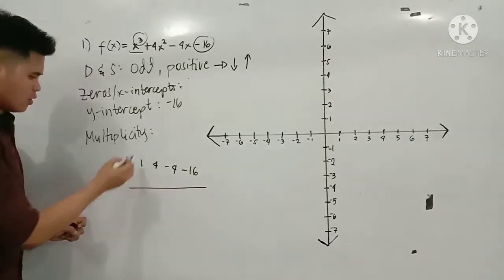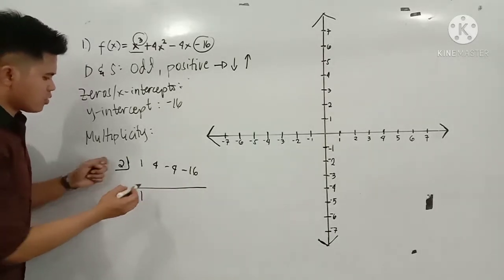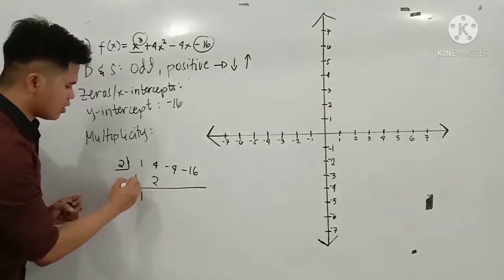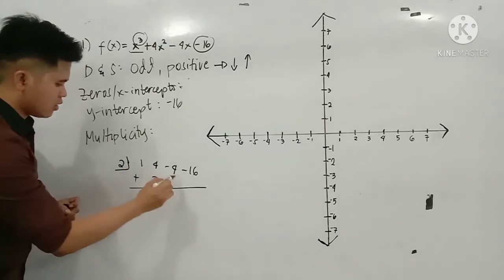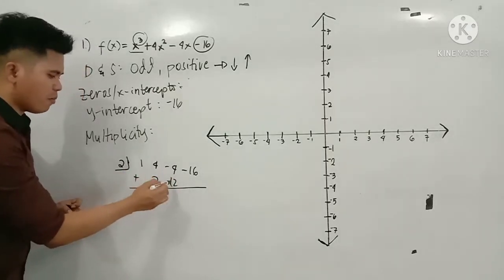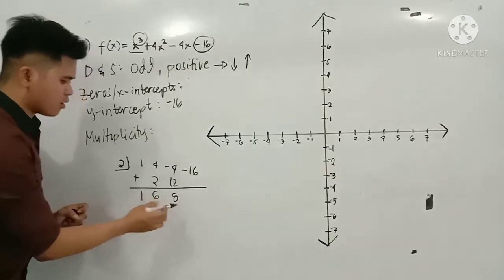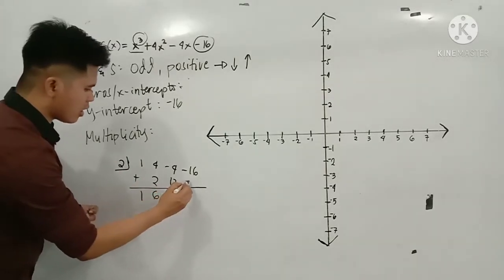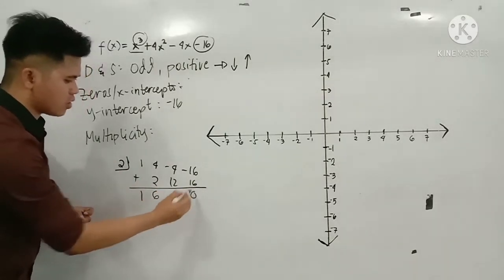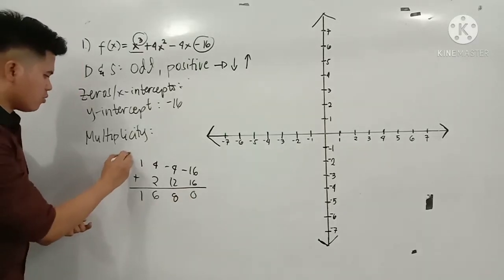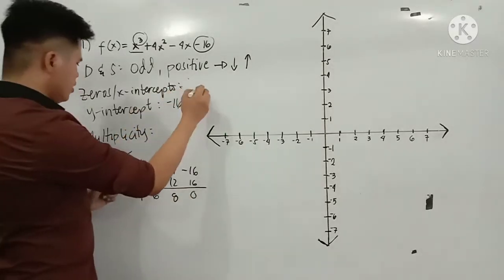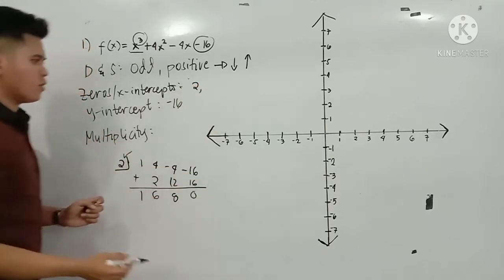Then, bring down 1. 1 times 2 will give us 2, and adding, this is 6, and this becomes 12. Negative 4 plus 12 is positive 8. Positive 8 times 2 is positive 16, and this becomes 0. So correct, this is one of the zeros. So we have here positive 2.